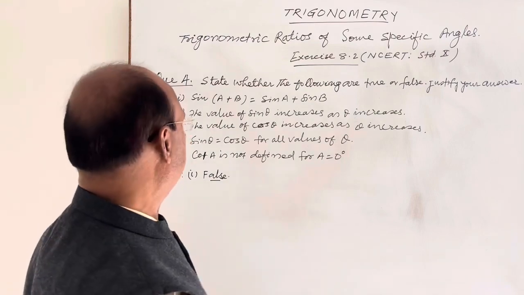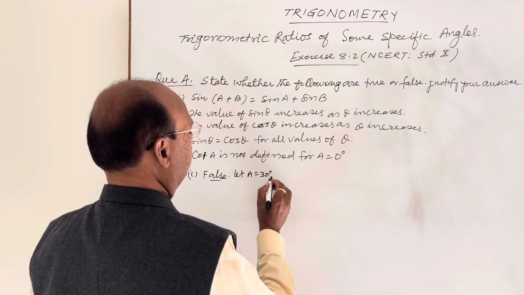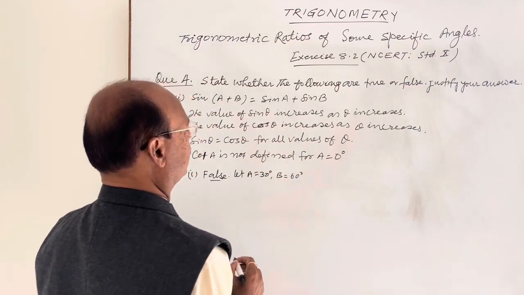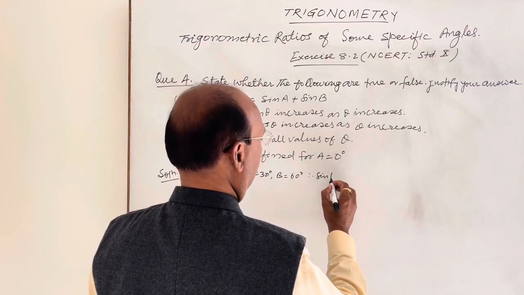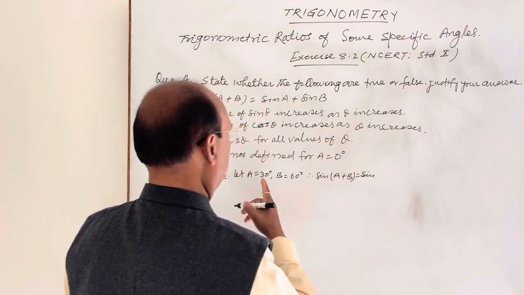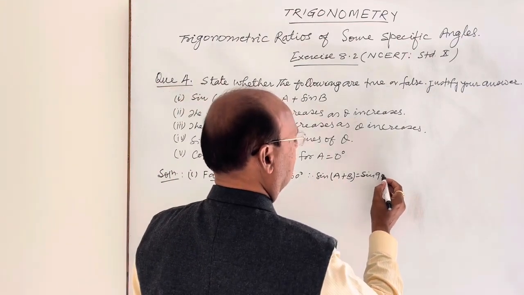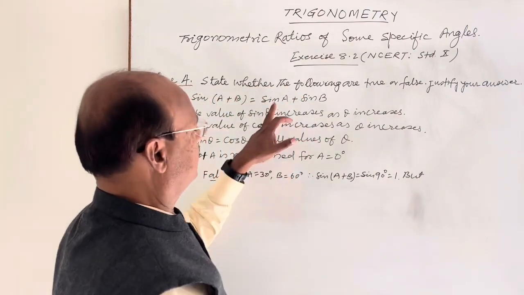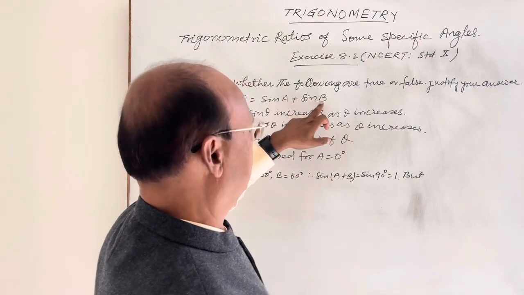And how to justify? Let A be equal to 30 degrees and B be equal to 60 degrees. Therefore, sine of (A plus B) is equal to sine of 30 plus 60, which is 90. This is equal to 1. But this is sine 30 plus sine 60. We are putting A is 30, B is 60.